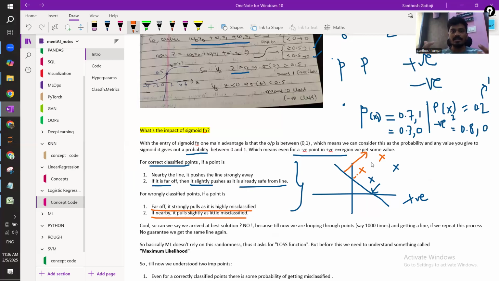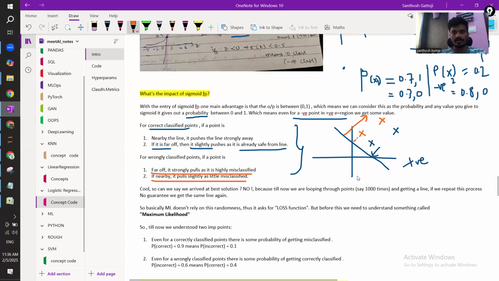How that will pull, again, is the same thing: the coordinate system will come into the picture, and a new line will come. Fine, clear.